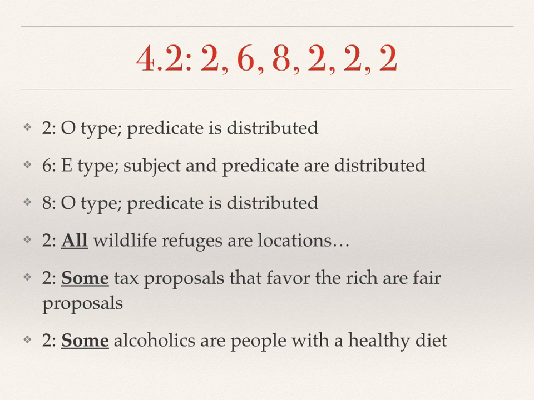And number 2, in section 4, we're supposed to change the quality and quantity. So we have number 2, no alcoholics are people with a healthy diet. So if we're changing the quantity, we go from universal to particular, and the quality would go from negative to affirmative. So that would then be some alcoholics are people with a healthy diet. Okay.